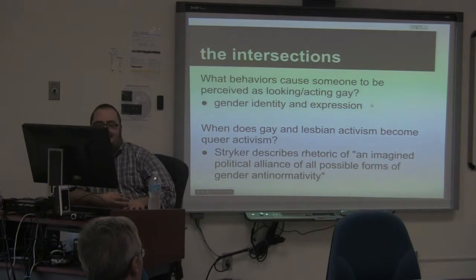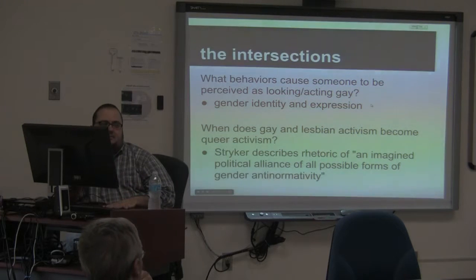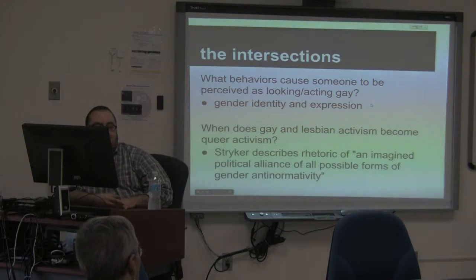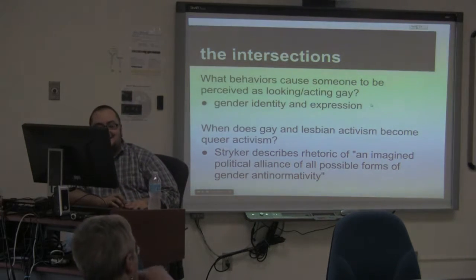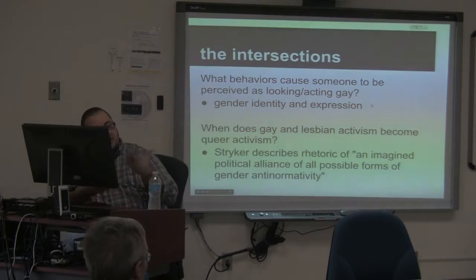Sometimes gay and lesbian activism merges back into queer activism. Susan Stryker talks about how, especially in the late 80s or so when this became a political concern for her, people started throwing around rhetoric of, and I really love this quote, "an imagined political alliance of all possible forms of gender anti-normativity." I should say I'm going to incorrectly read the quote to you. It's this idea that everyone is somehow misaligned, not fitting the mainstream idea, so we should all join together and do this activism. But it still goes back and forth.